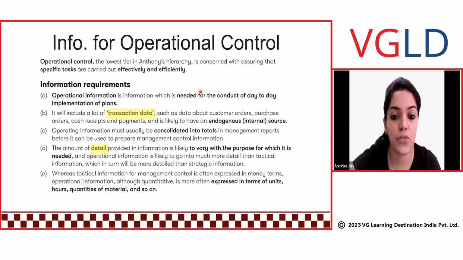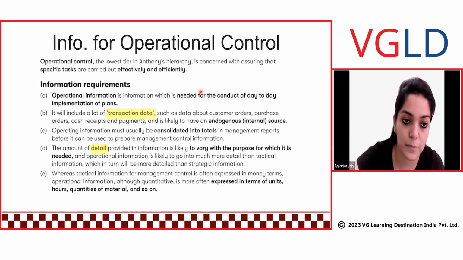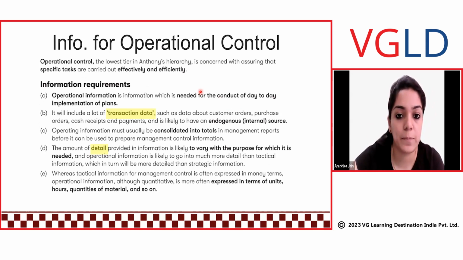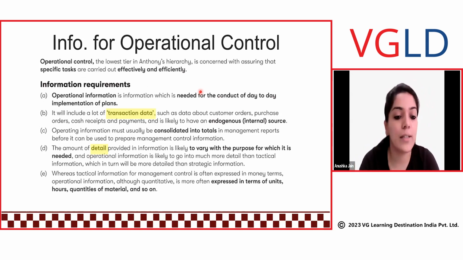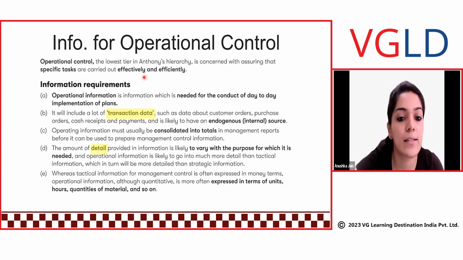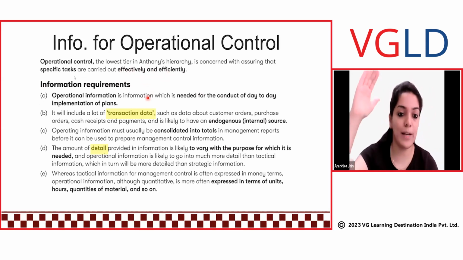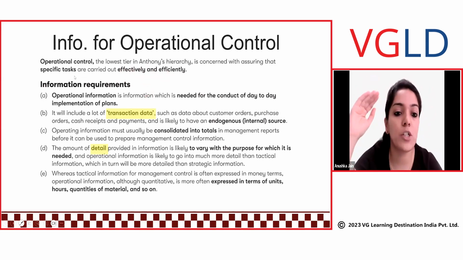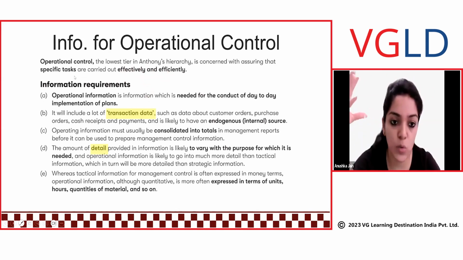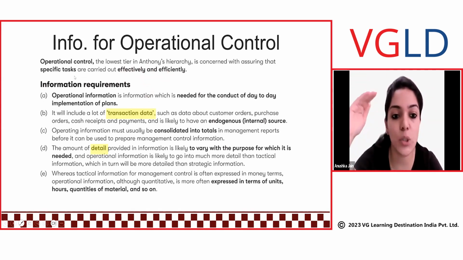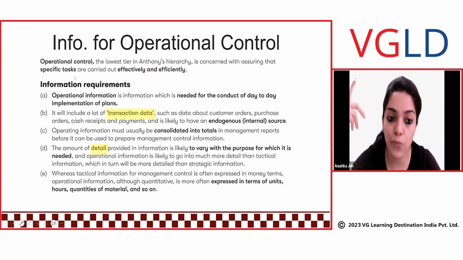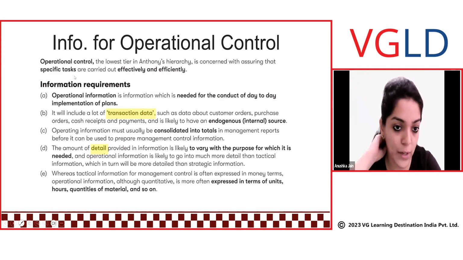That is information for operational control. Okay. So operational control is the lowest tier in Anthony's hierarchy, and it is concerned with ensuring that specific tasks are carried out effectively and efficiently. So let's just understand what is happening. Strategic management decides that we want to venture into a new line of business. That is a decision at the top. Then middle level management will ensure that whatever resources are allocated for venturing into that new line of business are properly used.